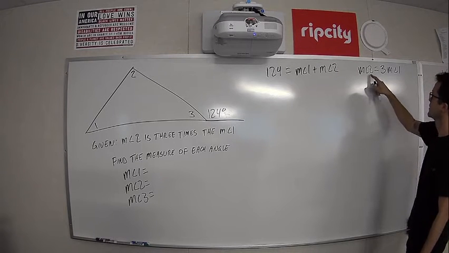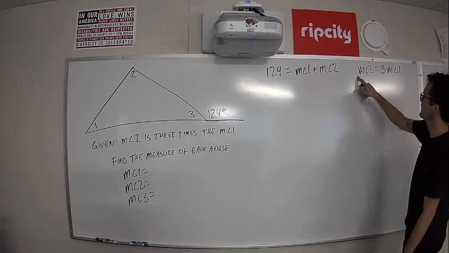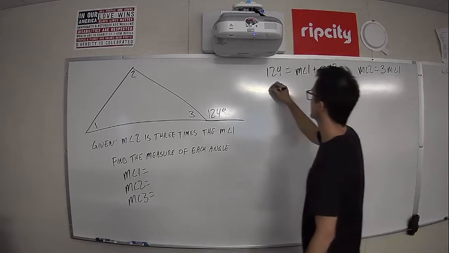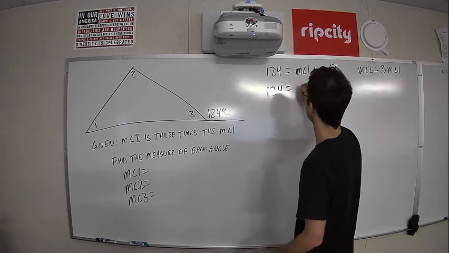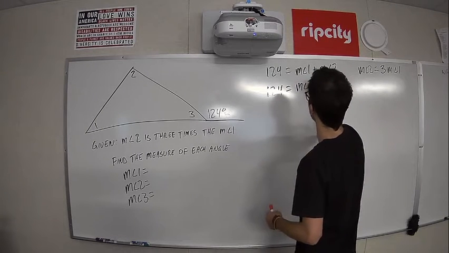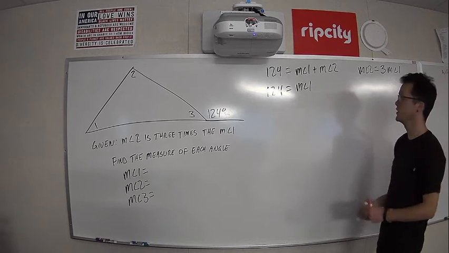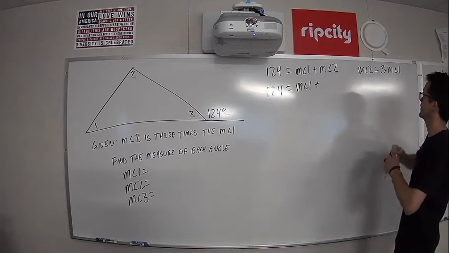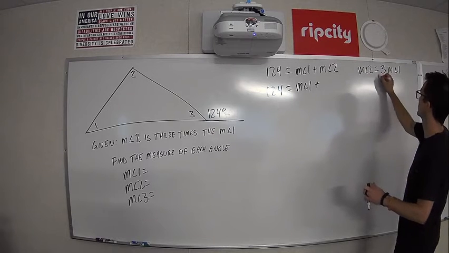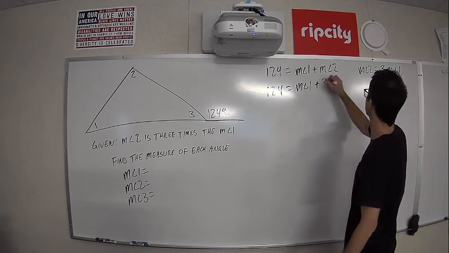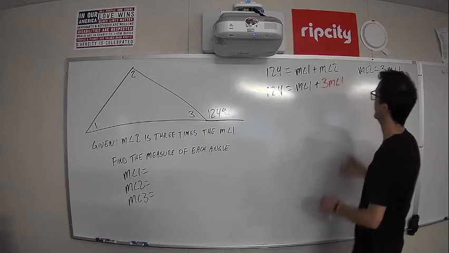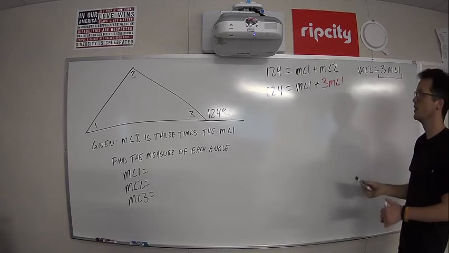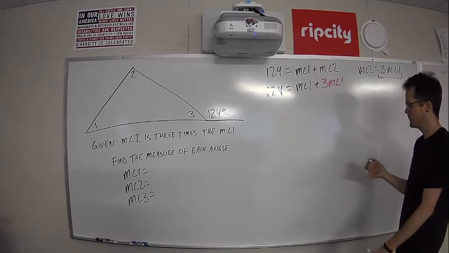So what we're going to do is some substitution. We know that the measure of angle 2 is the same thing as 3 times the measure of angle 1. So I'm going to substitute that in here. This equals measure of angle 1. Nothing's changed yet. Let's get our substitution on. Now instead of the measure of angle 2, we know that the measure of angle 2 is 3 times the measure of angle 1. Now we only have one unknown. Let's find the measure of angle 1 and then see what we can do after that.